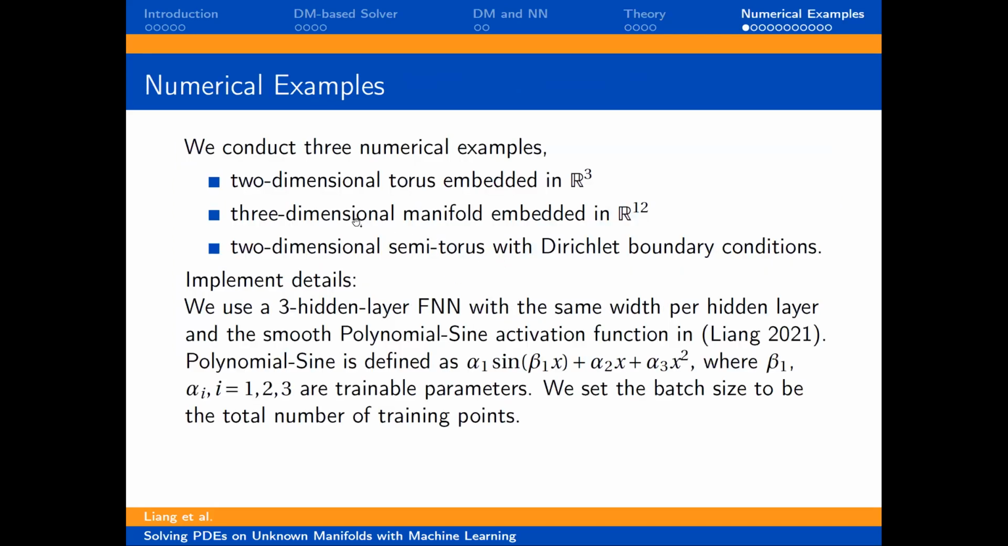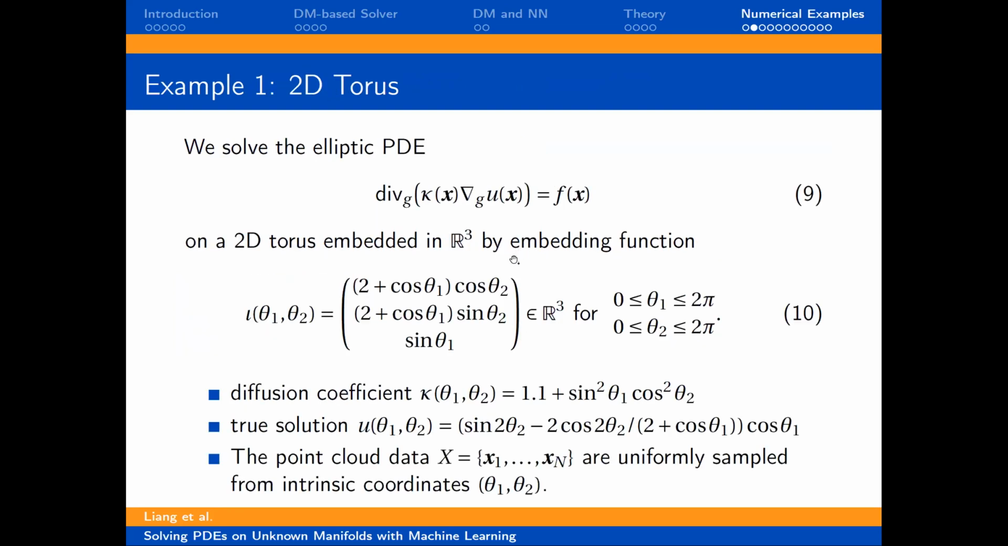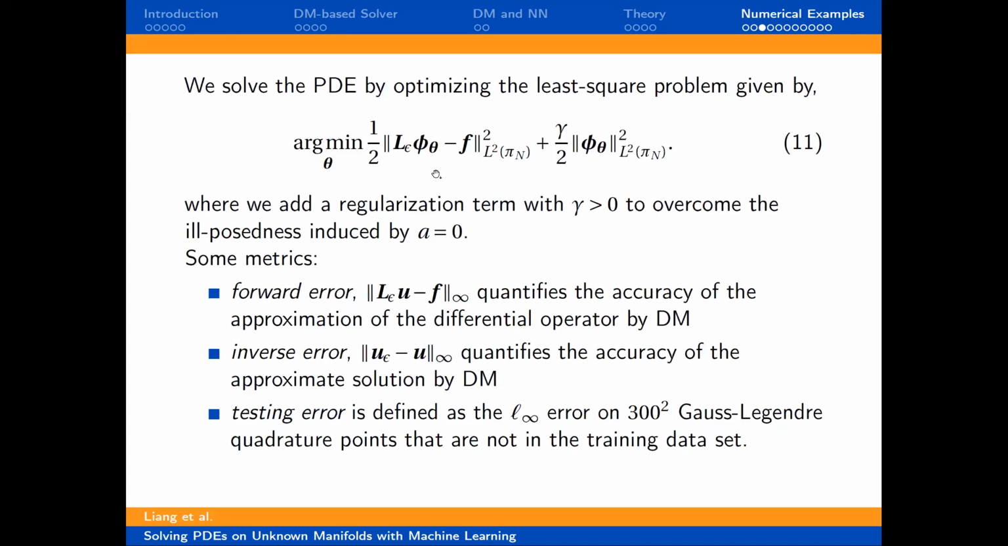Now we will go through three numerical examples. The first example is solving the elliptic PDE on the 2D torus embedded in R^3, and we have the true solution equal to this one. Because the A of this equation is equal to 0, we add a penalty term here to guarantee well-posedness.